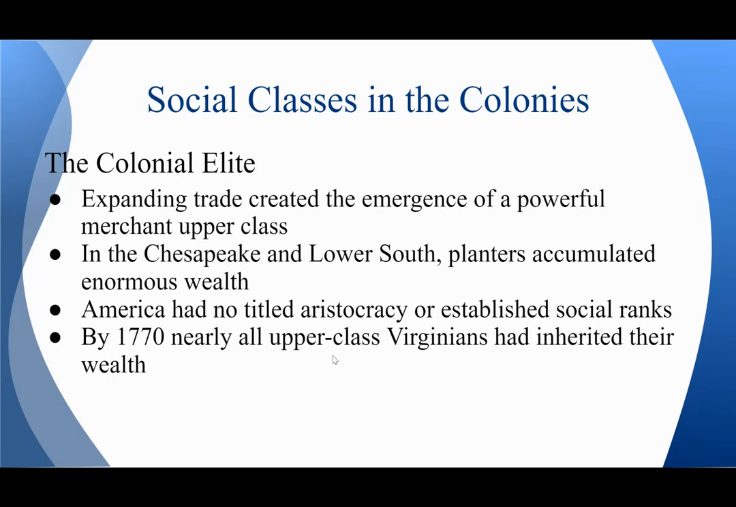And so social ranks aren't established like they are in England, but by 1770, nearly all upper class Virginians inherited their wealth, which means that the availability of land and things like that that were there in the 1600s is being kind of taken away and centralized amongst the planter class who are passing their land and their wealth down from generation to generation. So it's harder to become one of those wealthy upper class people.